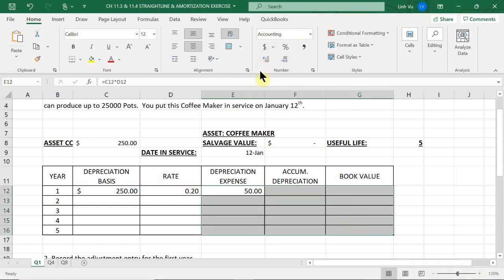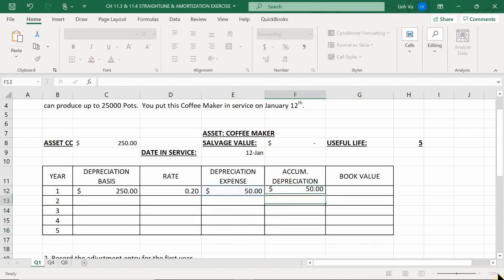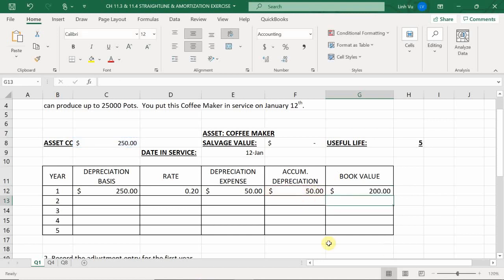So then what is your first year's accumulated depreciation? 50 as well. Yes, because there's no previous year's accumulated depreciation, so it should be exactly the same as your depreciation expense. And last but not least, what is the book value as of year 1? 200. Yes, you take your 250 and subtract 50, and you're left with $200. Okay, so then let's depreciate for the rest of the years. What about the second year?